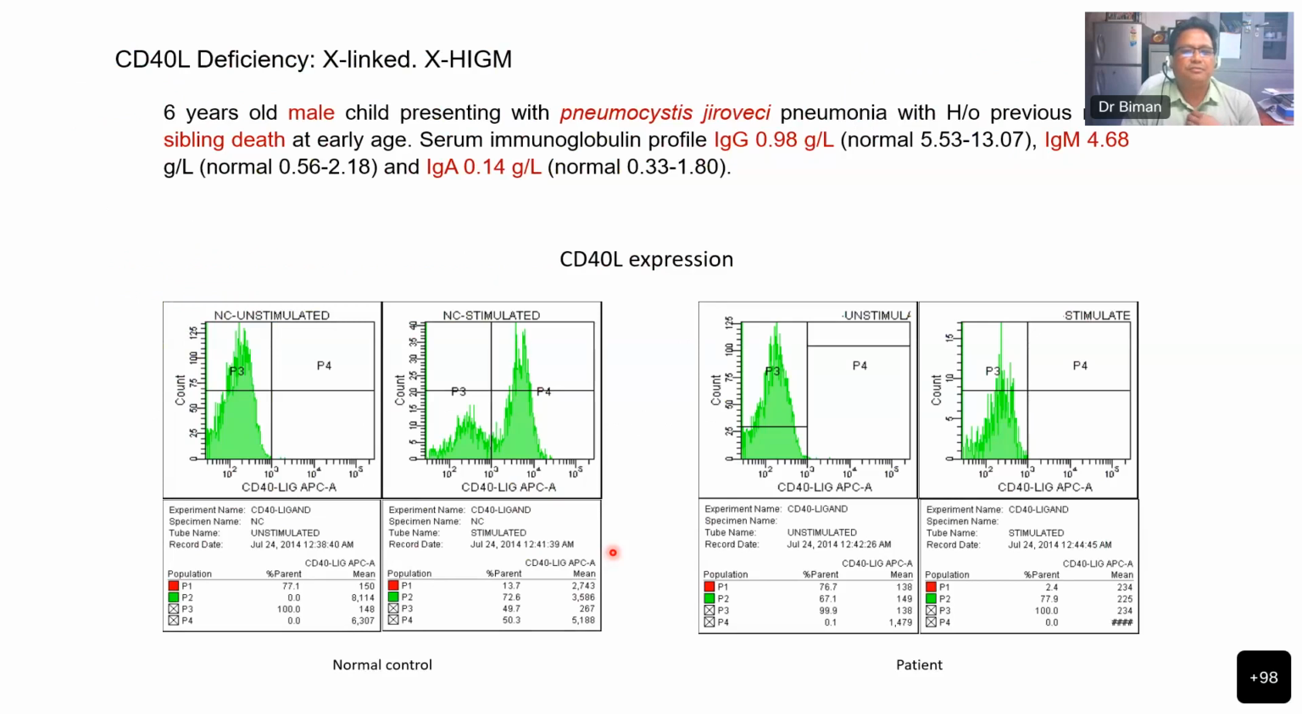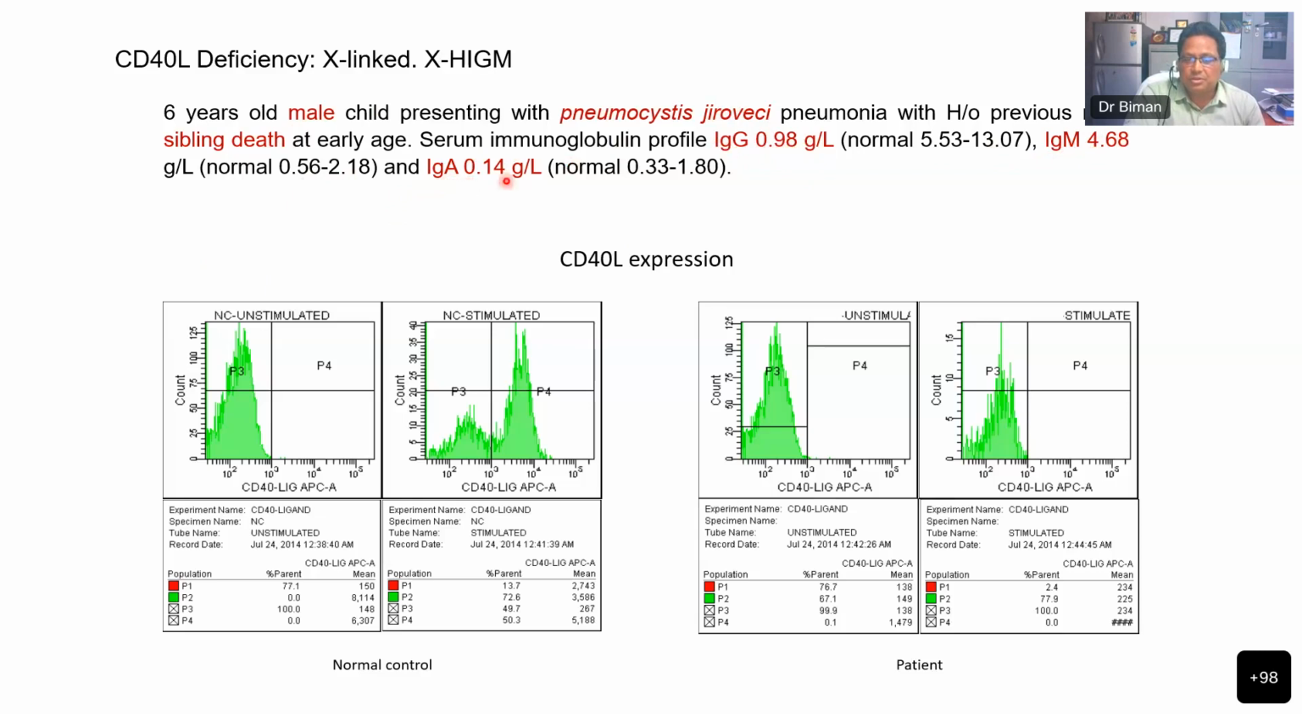So another defect, the CD40 ligand expression. This is a six-year-old male child presenting with Pneumocystis jirovecii pneumonia. Now, if the patient is HIV negative and you see a pneumonia due to Pneumocystis in a 6-year-old male child, this should raise your suspicion. There's something wrong. And there's a previous history of sibling death at a very early stage. So strong family history, a male child, and Pneumocystis jirovecii pneumonia. If you look at the serum immunoglobulin profile, IgG is low, IgM is high. IgM is 4.6, normal is 0.56 to 2.8. So IgM is high, IgA is low.